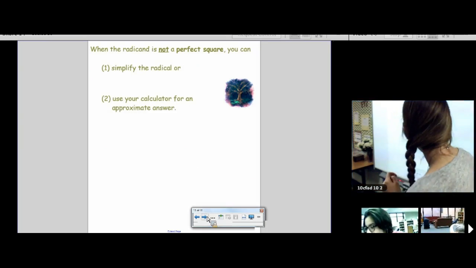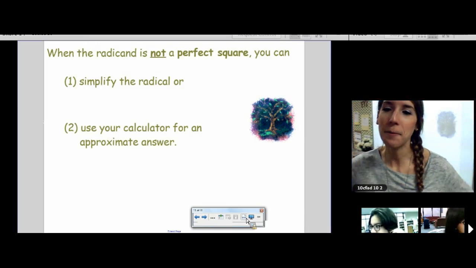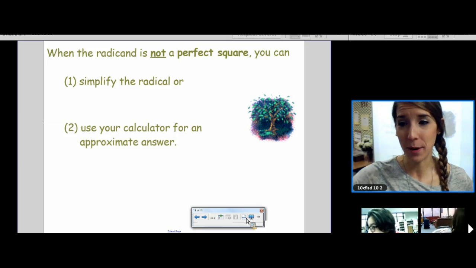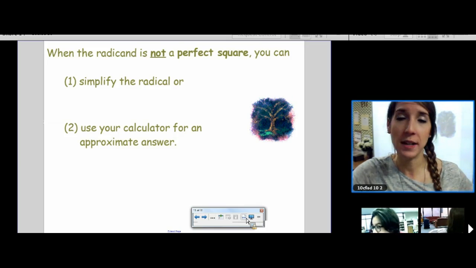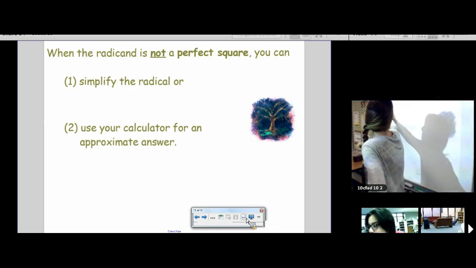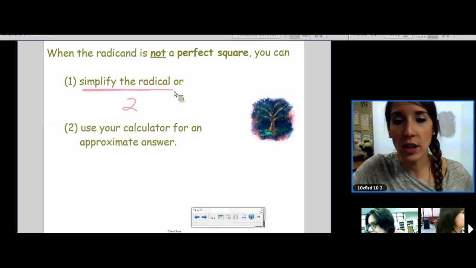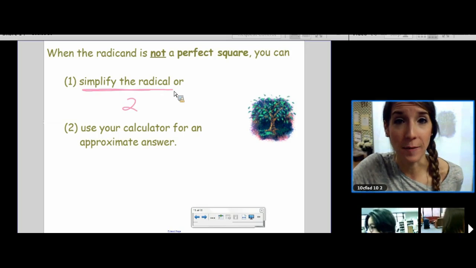All right. Well, it's not always roses, guys. The radicand is not always a perfect square. So what are our choices when it's not a perfect square? We can simplify the radical, which we're going to spend the next 2 days on. And we'll have a quiz on Friday over it.